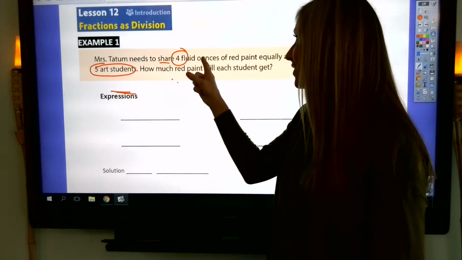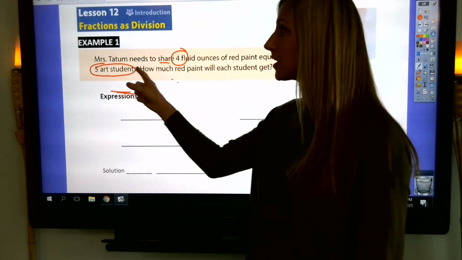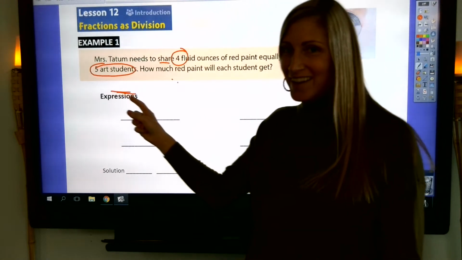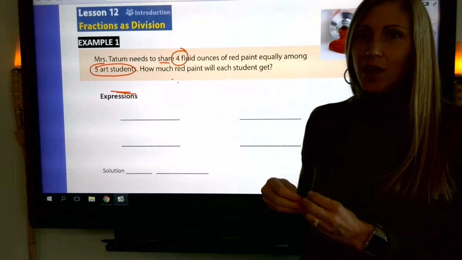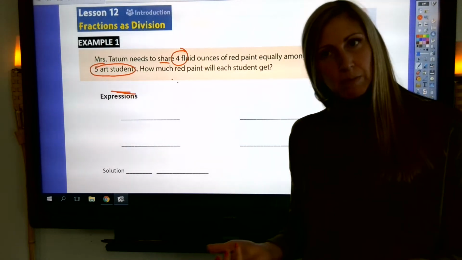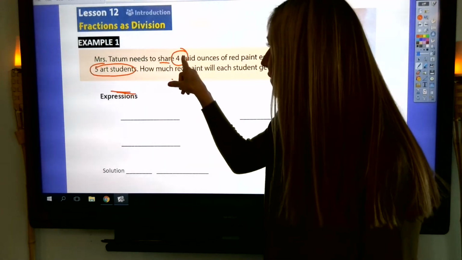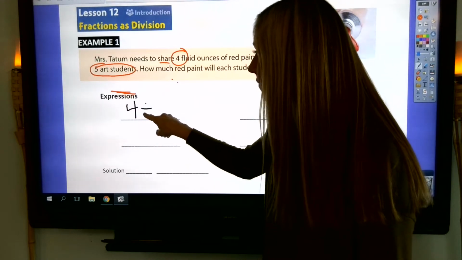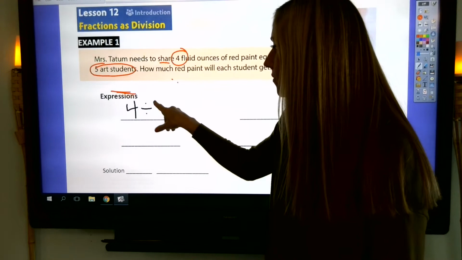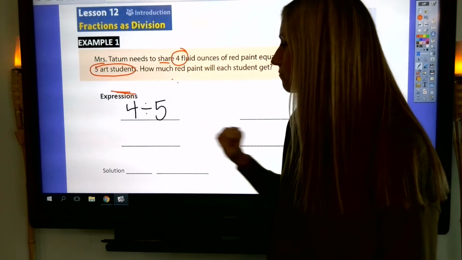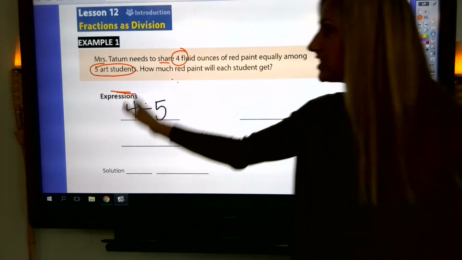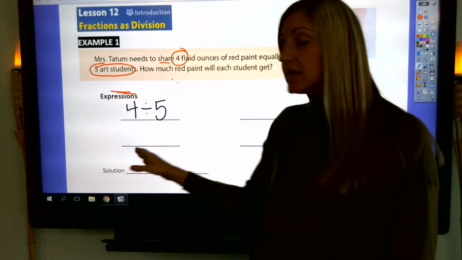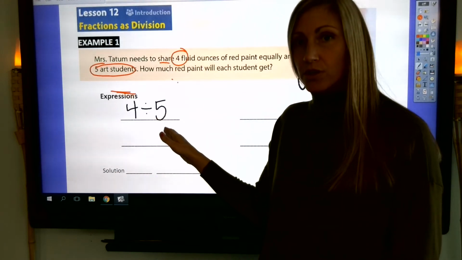Are we dividing the paint or are we dividing people? Okay, it doesn't make much sense if we are breaking up people and giving it to the paint. So we are actually dividing the paint, which means we have 4, and that is being divided by 5, okay? So our dividend is what is being divided, and we're putting it in groups of what our divisor is.